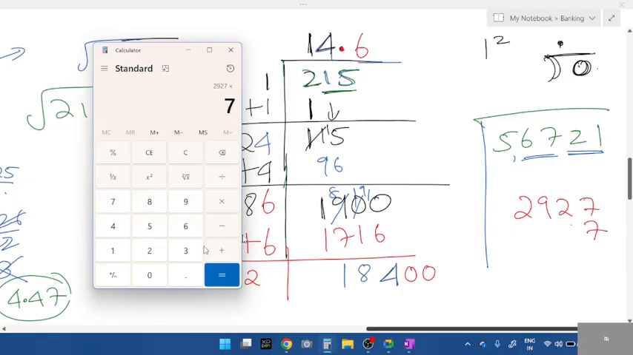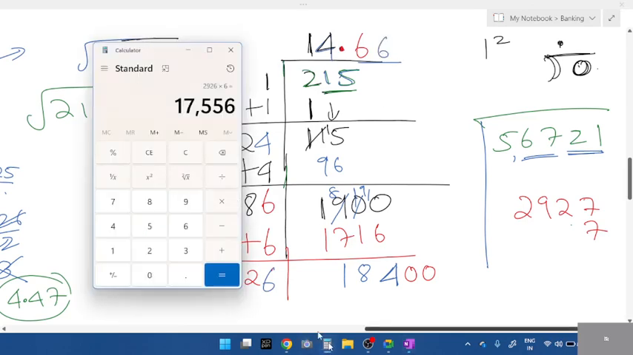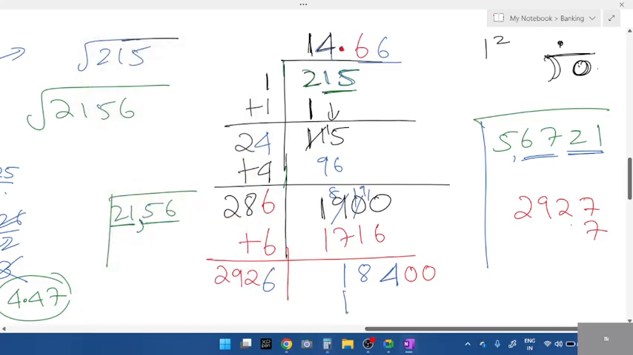2927 into 7. It is more than 18,000. So, what number should I take? 2926 into 6. Isn't it less than 18,400? 17,556. So I should take another 6, students. Look at the color again. I am multiplying by 6 here as well as here. So the value is 17,556. Enough. We have done till here.